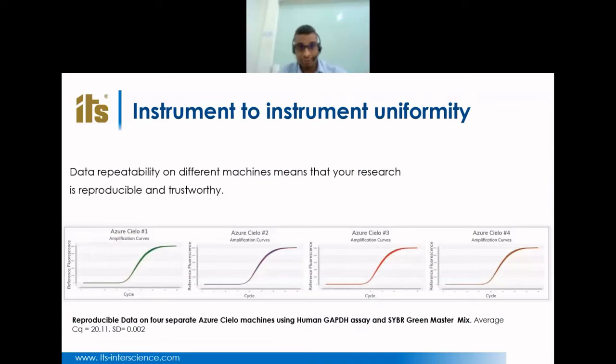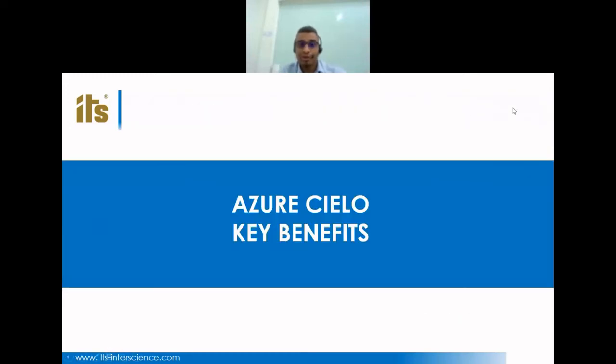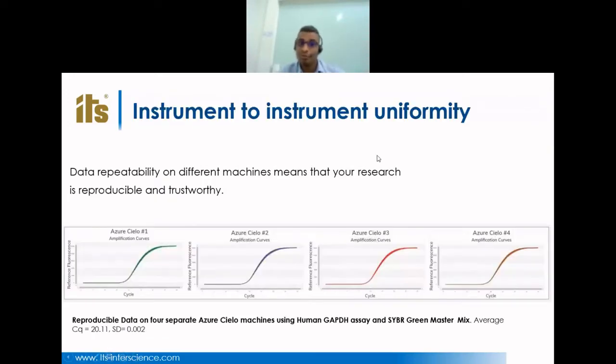So that's interwell uniformity. You've also got very good instrument to instrument uniformity. What this data shows you is that if you were to repeat your experiments on different Azure Cielo instruments while maintaining everything else the same, for example, same assay, same samples, you will get the same results. It just means the machine is very uniform.